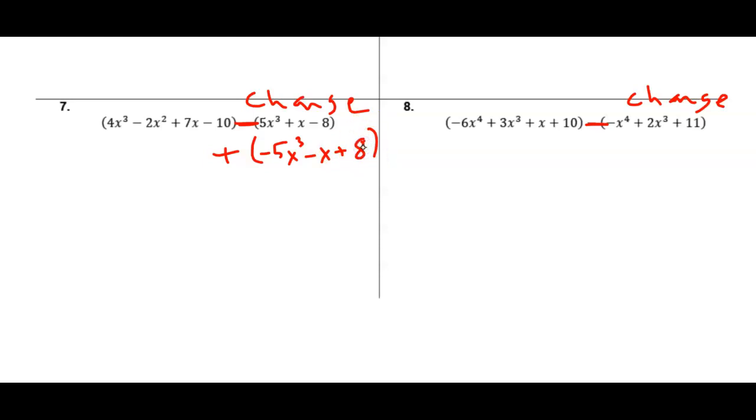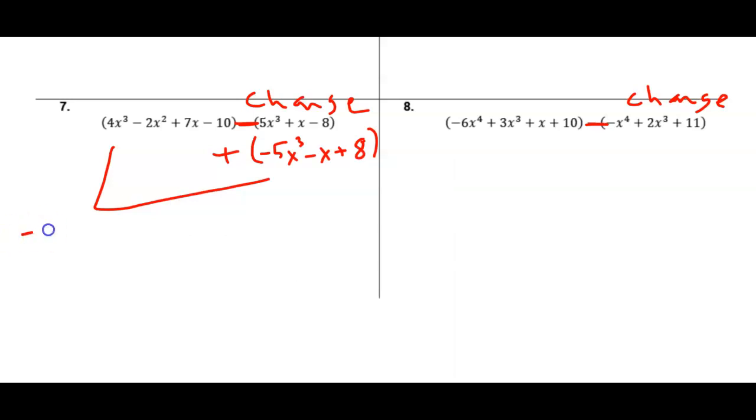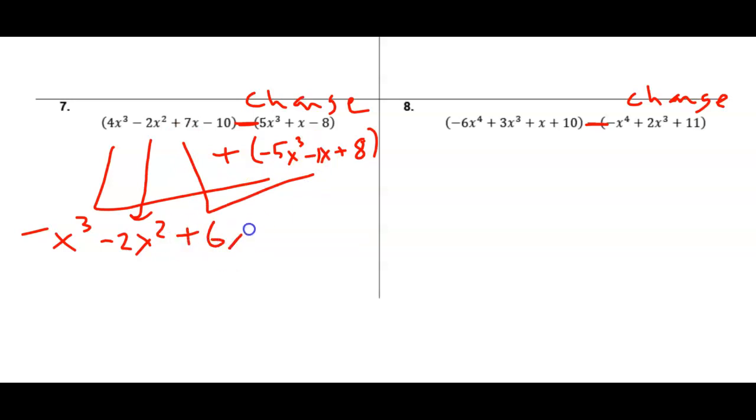Okay, and now you can combine like terms. So we got negative x cubed, 4 plus negative 5, negative 1, x cubed. My x squareds, I only have one of them, so minus 2x squared. And my x's, I got 7 and minus 1. 7 minus 1 is 6x. And then my constants are negative 10 plus 8, which is minus 2.